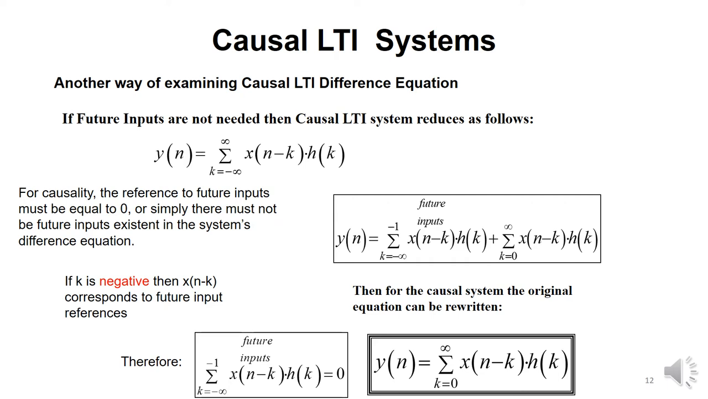When we are considering causal LTI systems, we are not considering systems which depend on future values. Therefore the value of k starts from 0, and it can go up to infinity. So yn, please refer to the highlighted answer, is equal to the sum from k equals 0 to infinity of xn minus k multiplied by hk.